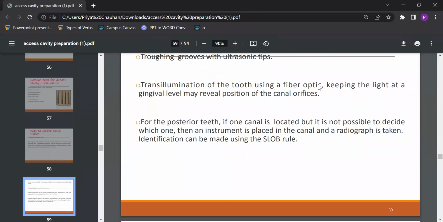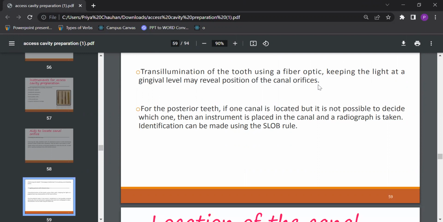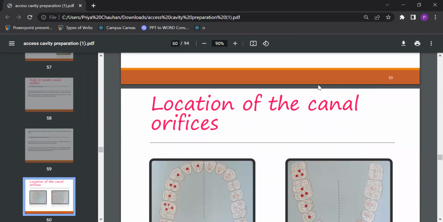Next, for the posterior teeth, the canal is located, but if it is not possible to decide which one, then an instrument is placed in the canal and a radiograph is taken. Identify using the slow tool. Location of the canal orifices.